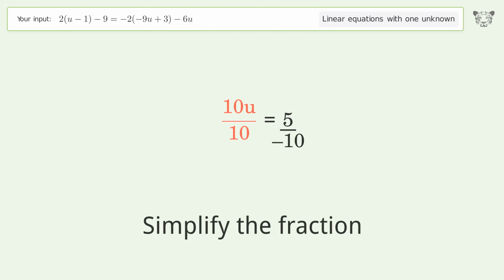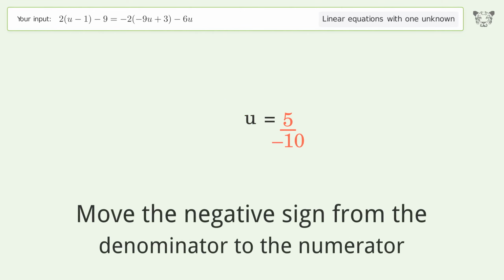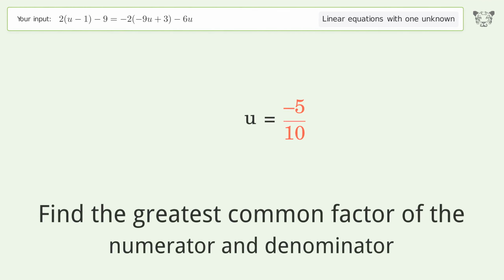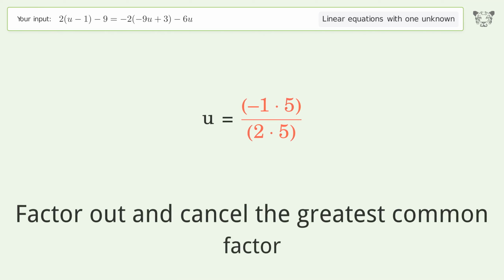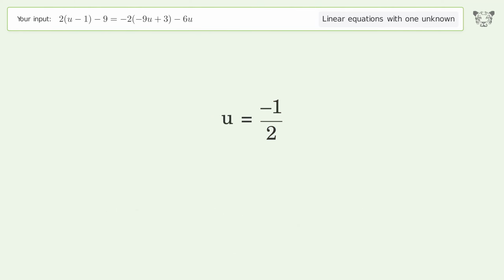Simplify the fraction. Move the negative sign from the denominator to the numerator. Find the greatest common factor of the numerator and denominator. Factor out and cancel the greatest common factor. And so the final result is u equals -1/2.